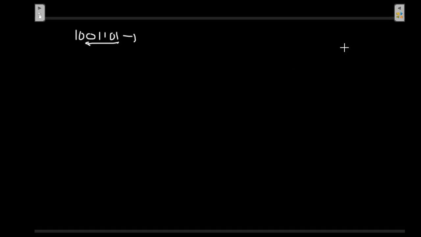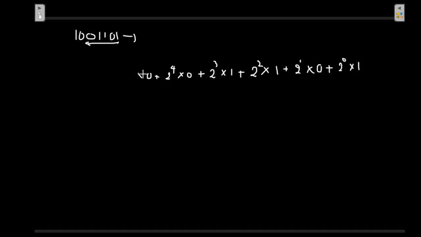So we get 1 into 2 to the power 0, because we are starting with the 0th power of 2, plus we get a 0, so we can just ignore it, or we can write it: 0 into 2 to the first power, plus 1 into 2 to the second power, plus again 1 into 2 to the third power, plus again 0 into 2 to the fourth power, plus 0 into 2 to the fifth power.